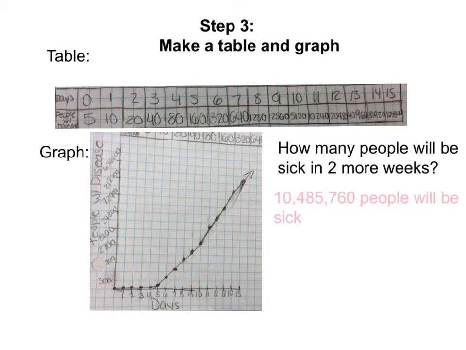Step 3, make a table and graph. The table starts at 5 at 0 and it goes up times 2 each time. And it starts at 5, so you put a point there, and for every one you put a point. And the question is, how many people will be sick in 2 more weeks? So you put it into your equation and you get this.